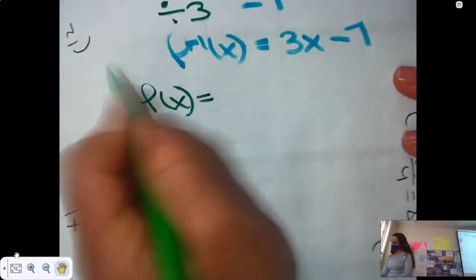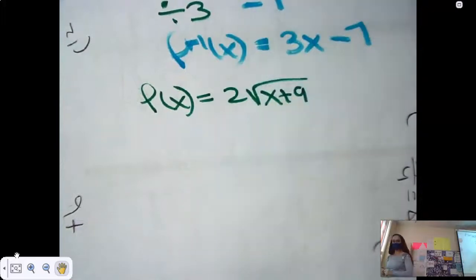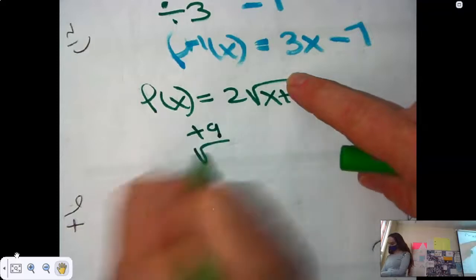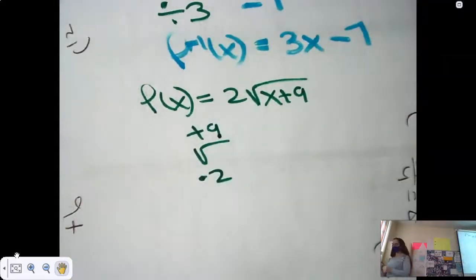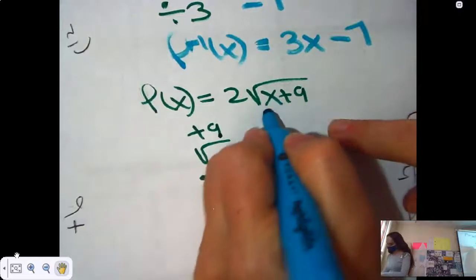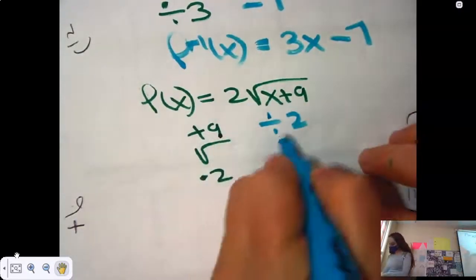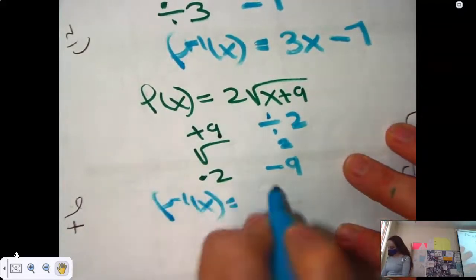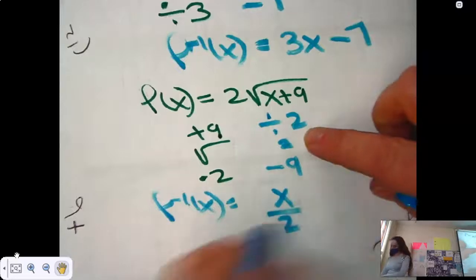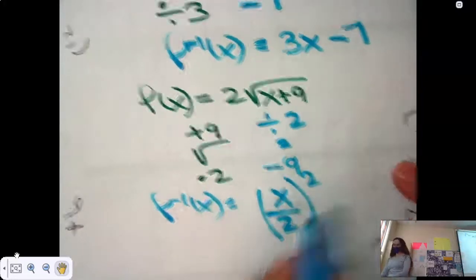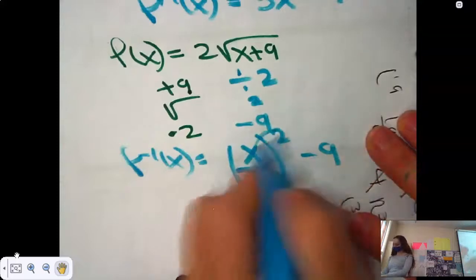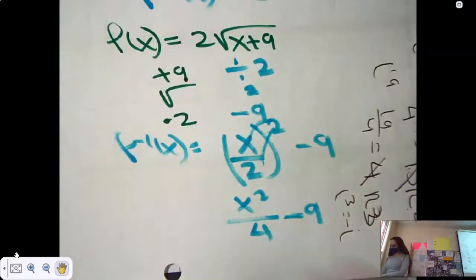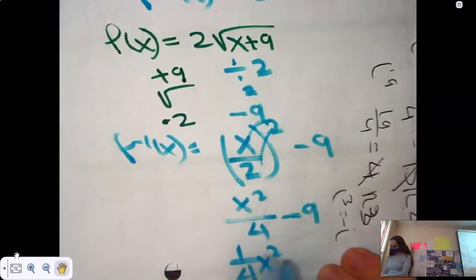If I have f of x equals 2 square root of x plus 9, and I wanted the inverse, first thing that's happening is you are adding 9, then you are square rooting, then you're multiplying by 2. So if you're going to do the inverse of that, that's dividing by 2. The opposite of square root is squaring something, and the opposite of adding 9 is subtracting 9. So f inverse equals, take the x, divide by 2, square it, it's the whole thing, and then subtract 9. And if you're really cool, you would distribute that in there, and you would go x squared over 4 minus 9. And if you are really cool, you would see that's 1/4 x squared minus 9.